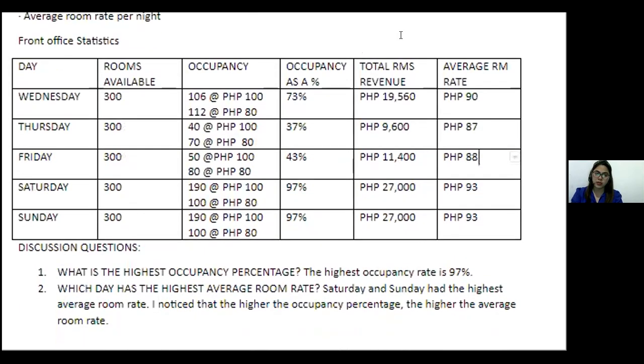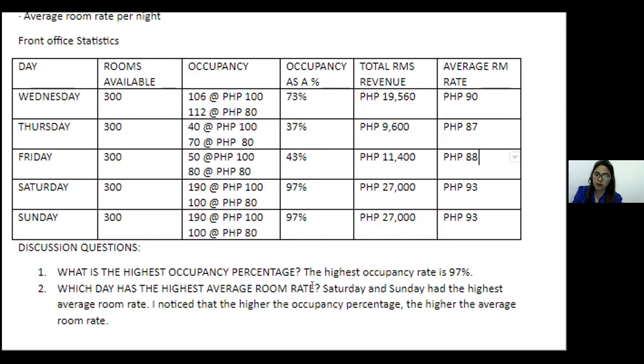Okay, so here are the questions. What is the highest occupancy percentage? Let's look at the table to get the highest occupancy percentage. Let's look here in column 4. As you can see, the highest occupancy rate is 97%.